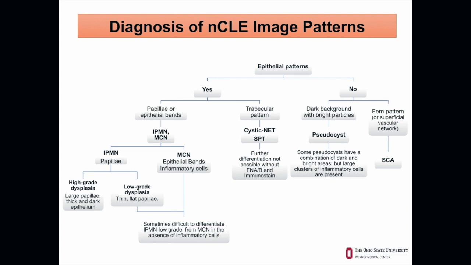The next cyst type, which is mucinous cystic neoplasms, have much flatter epithelial bands. They don't have the typical papillary configuration, and more often than not you tend to see clusters of inflammatory cells and sometimes a dark background with bright autofluorescent inflammatory cells. When you group both these mucinous cysts together, that's IPMN and MCN, the hallmark is seeing epithelium. Whenever you see epithelium, that's either IPMN or MCN.